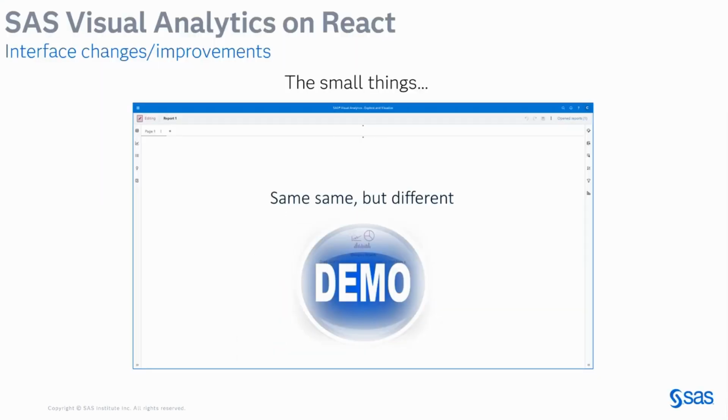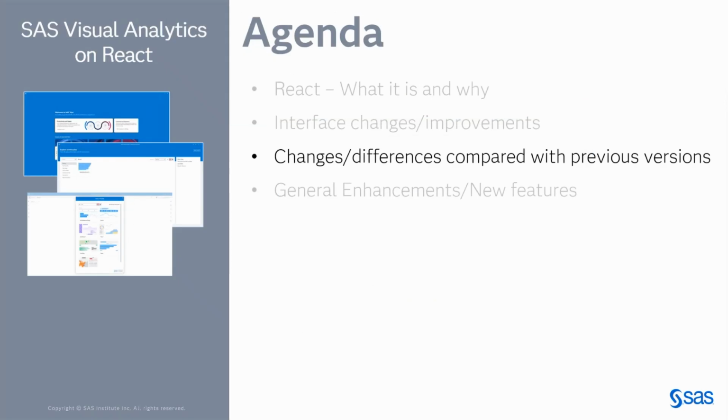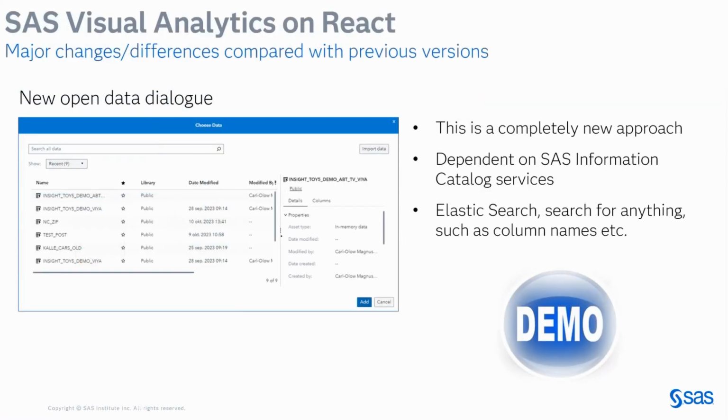Okay, so let's go back to my presentation. The next thing I want to discuss is the bigger or major changes compared with previous versions. And we can see there are 2 major differences compared with the previous version. The first one is that we now have a new open data dialog in VA. To be honest, if you just open up data as you have done before, it's not a big change.